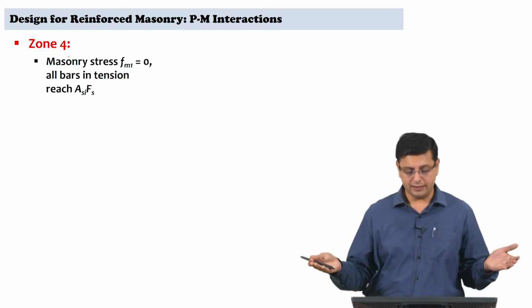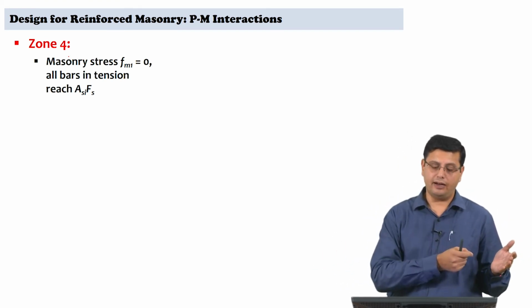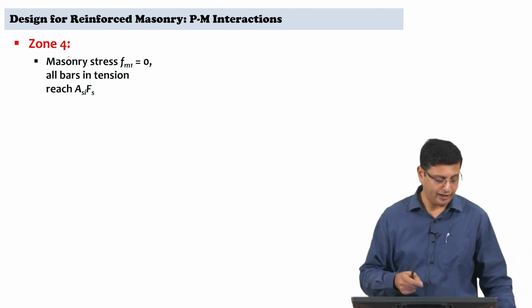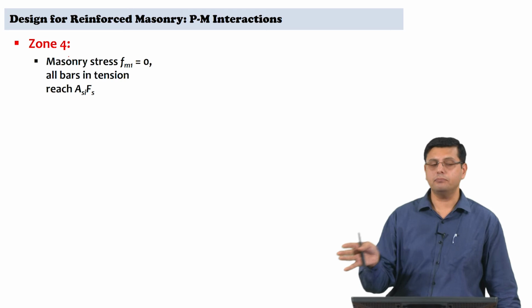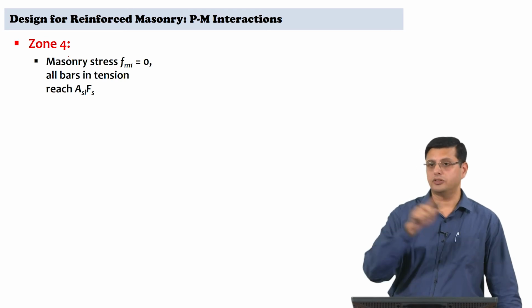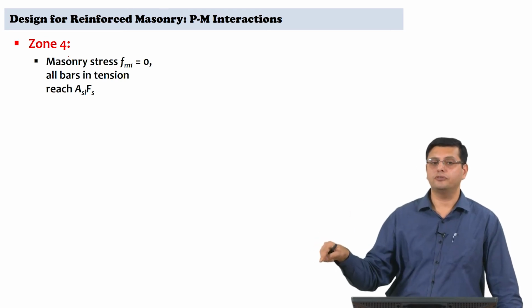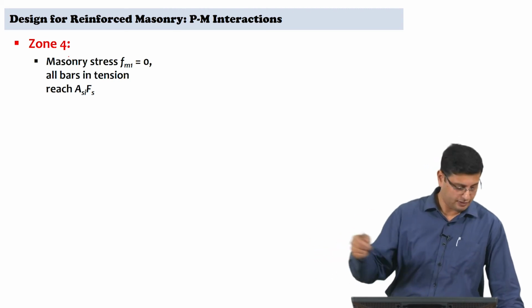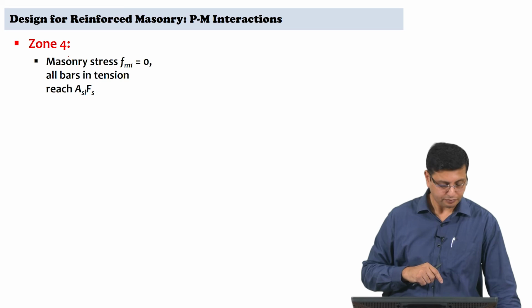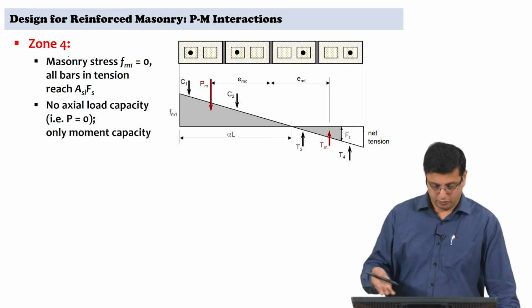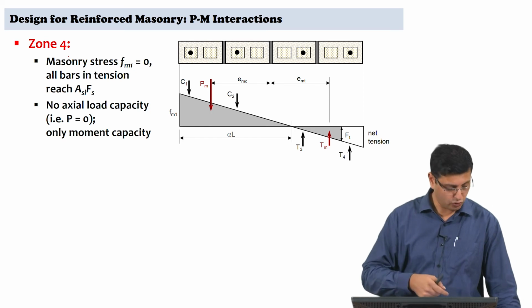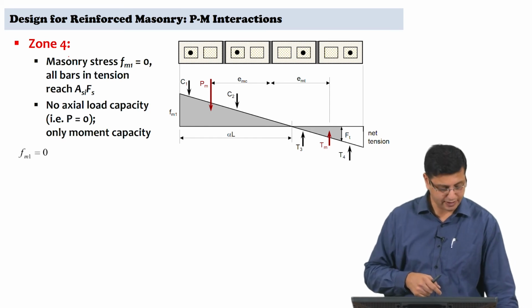The whole section is in tension. Bars are all possibly at their Fs values, and so you have a moment capacity, but axial force capacity is 0. So then you reach the next critical point of the PM interaction where P is equal to 0, and M has reached a certain value. So it's just continuing sections. Now you have no axial load capacity, only moment capacity in the section.